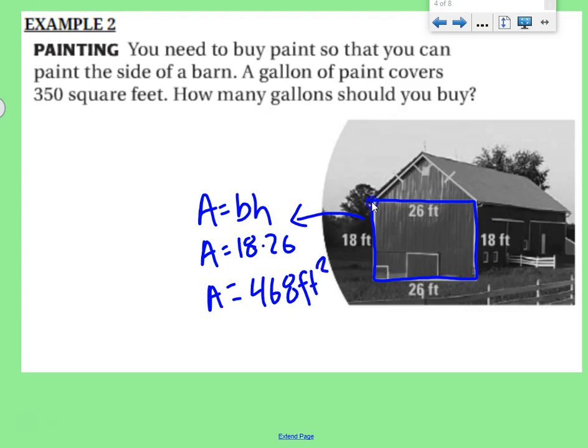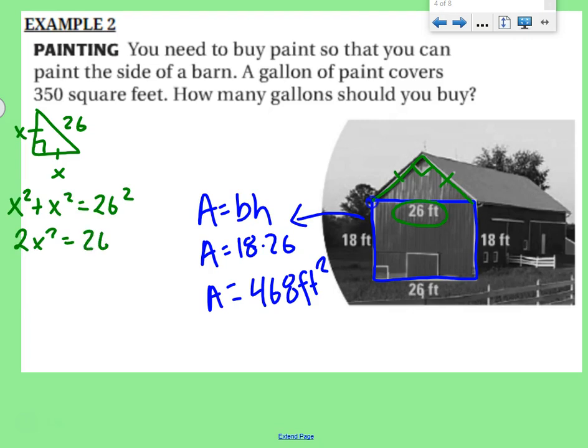The other piece is this triangle, which if you can't see, what we know is that it's a right triangle and that these two legs are congruent. So it's an isosceles right triangle, and we know our hypotenuse is 26. So redrawing that, these two lengths would both be x, and this is 26. So set up the Pythagorean theorem: x squared plus x squared equals 26 squared. 2x squared equals 26 squared.